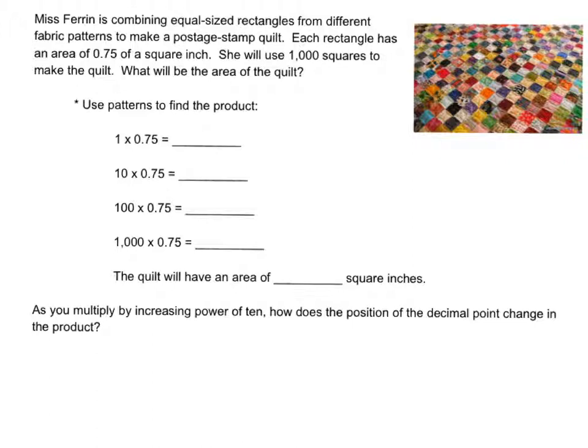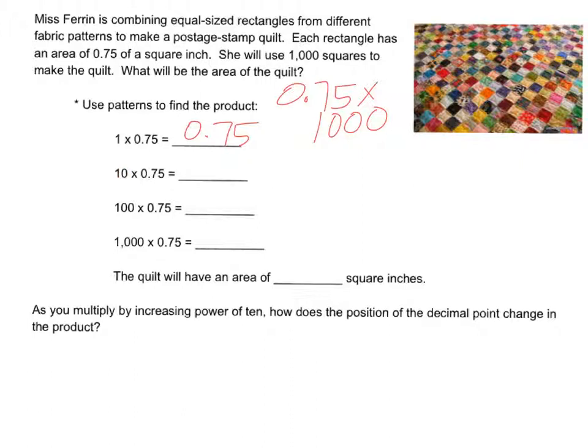So first, let's think what our multiplication equation actually is going to be. It is going to be 75 hundredths of an inch times 1,000, because that's how many squares I'll have. We're going to use patterns to do that. So we're going to start right here with 1 times 75 hundredths to start our pattern. And that, of course, is 75 hundredths. Next, we're going to increase right here by a power of 10. So we're going from 1 to 10, increasing with that power of 10.